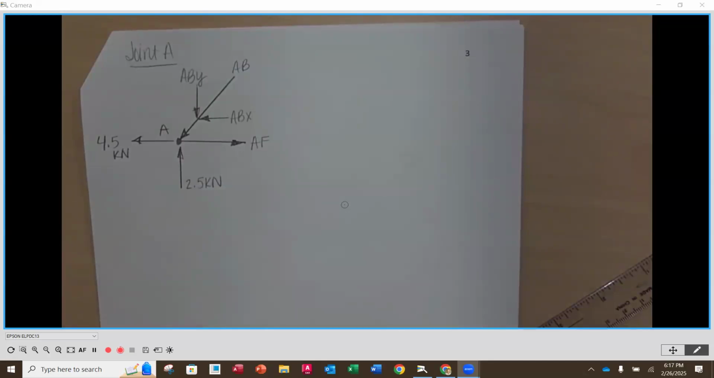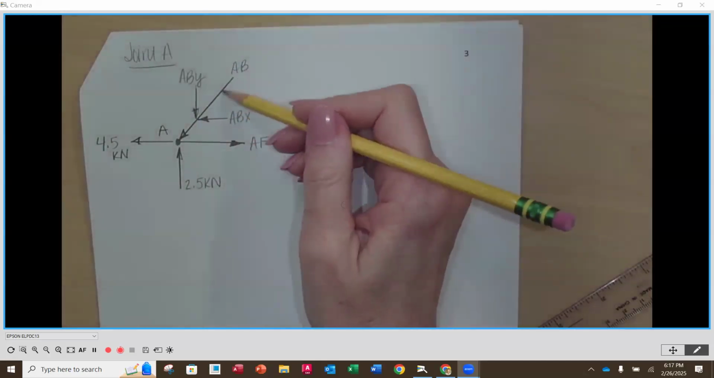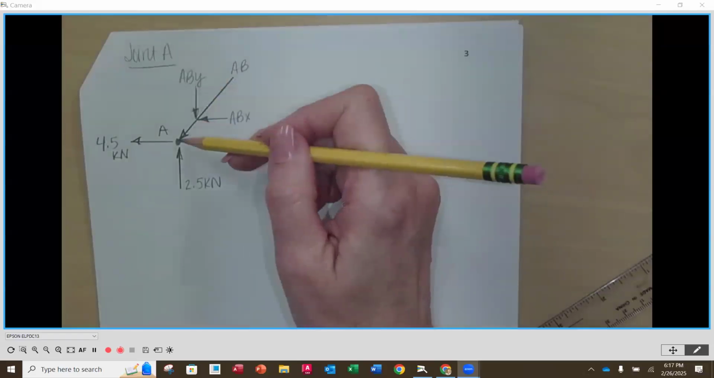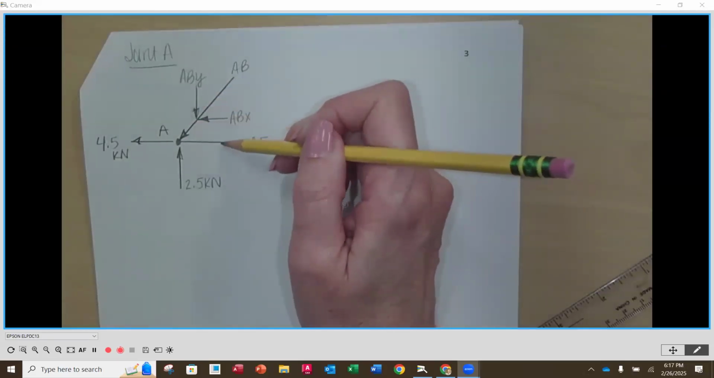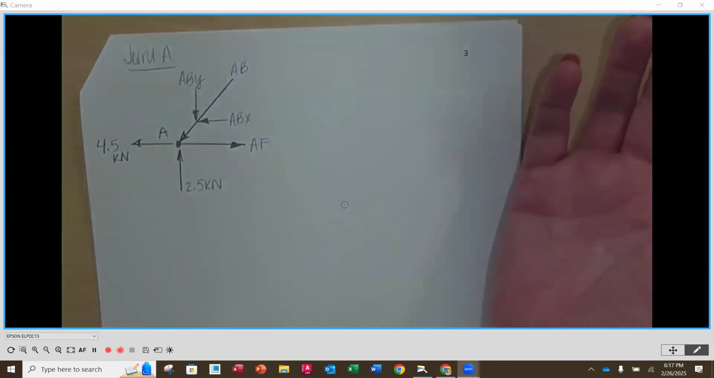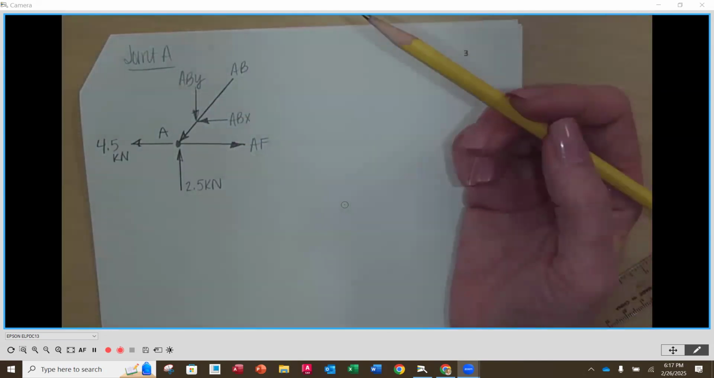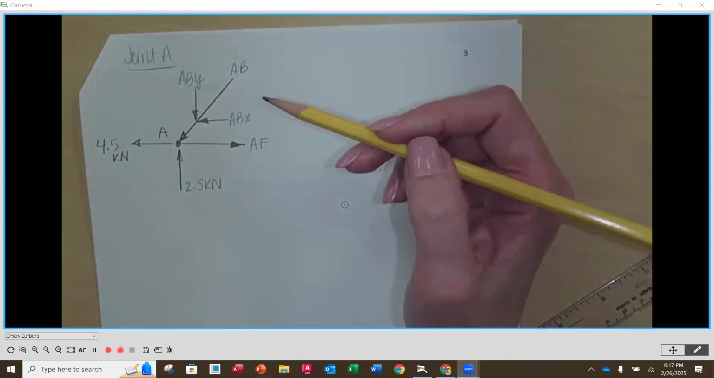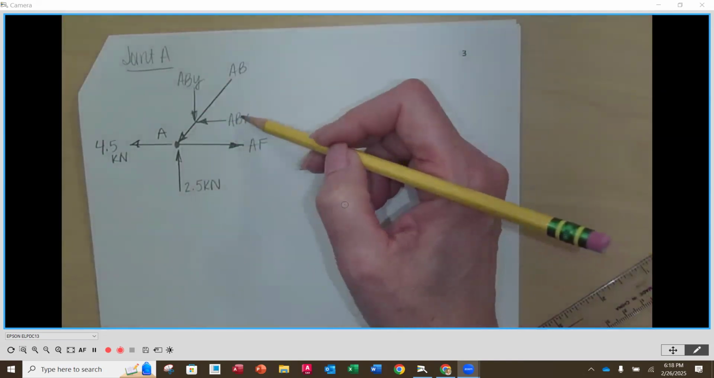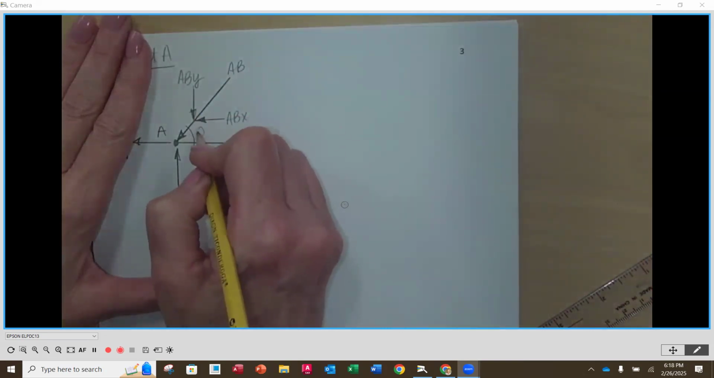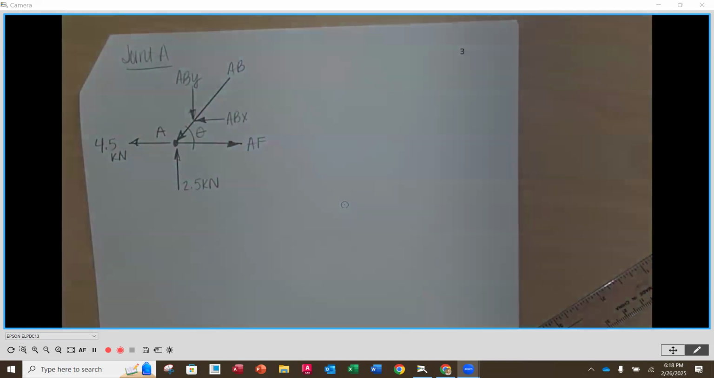Okay, so now as we look here, we have two main unknowns, but we've got a Y and an X for the AB. So we've got 1, 2, 3 unknowns that we need to solve for. So we're going to do our equations of equilibrium. Now, as we look here, to determine the values for AB, we have the X and the Y components, and AB is at an angle. So we're going to need to find the angle that this is at.